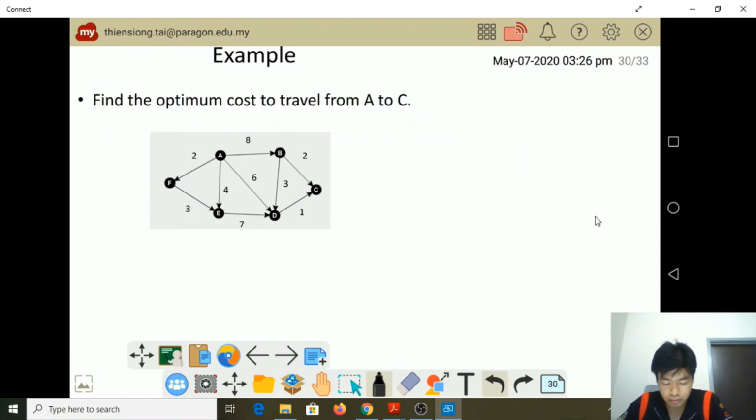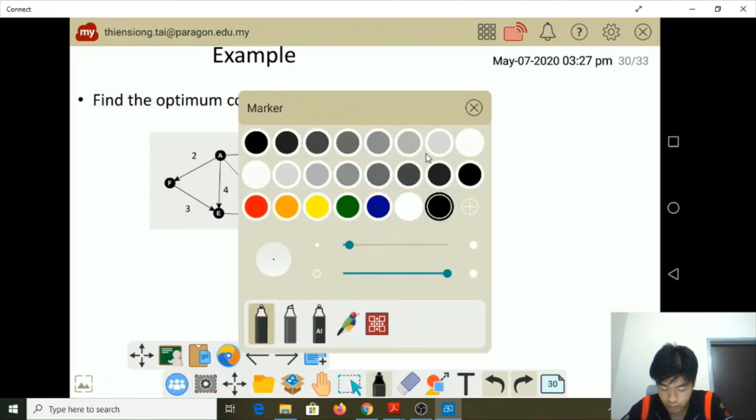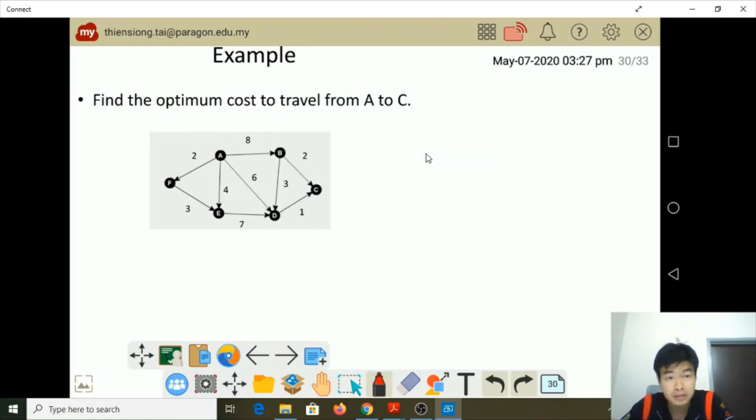Next example: find the optimum cost to travel from A to C. So this is A, this is C. We have to be mindful of the direction taken. So there are a lot of possibilities. I'm going to highlight them to find the best. When the question says optimum, it means the least cost. If I go from A, B to C, A, B, C, the answer is 10. Is there any other possibility?